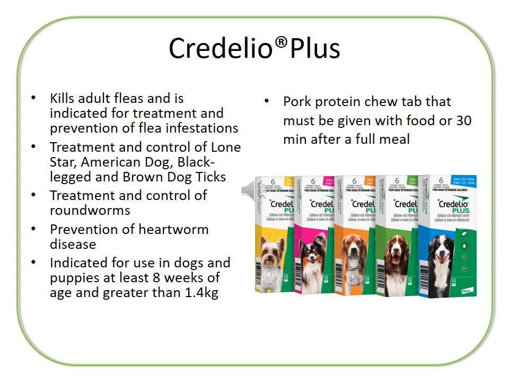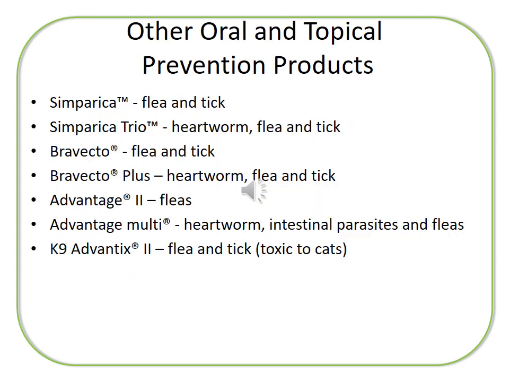Credelio Plus is a pork protein chew tab that must be given with food or 30 minutes after a full meal. It provides the same preventative properties as Credelio with the addition of prevention against heartworm disease and treatment and control of intestinal parasites, including the adult and larval stages of roundworms. It is indicated for use in dogs and puppies at least 8 weeks of age and greater than 1.4 kilograms.